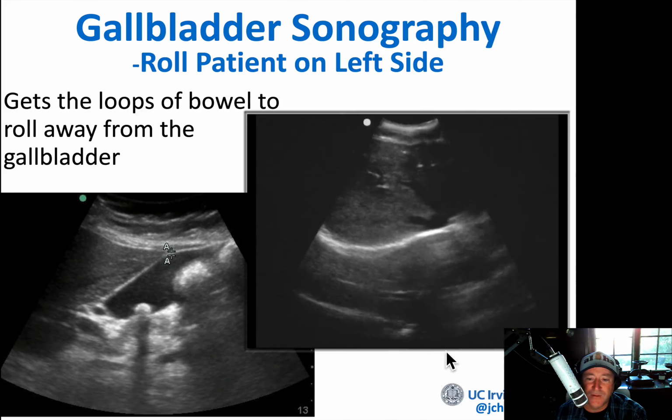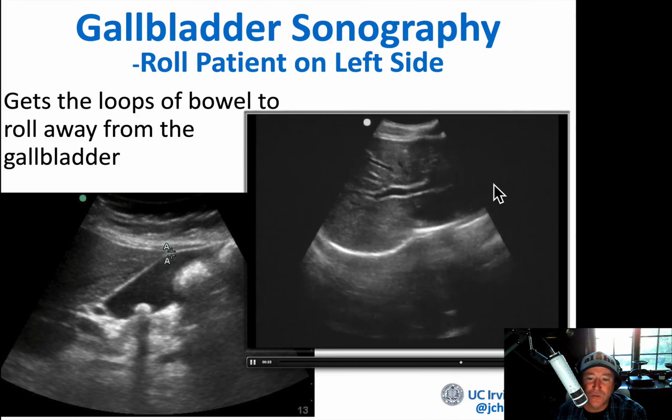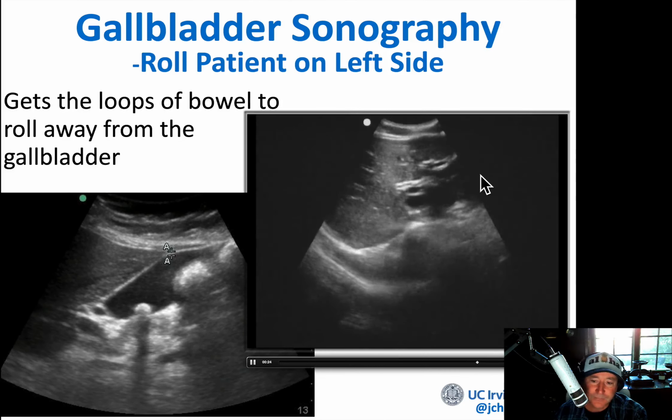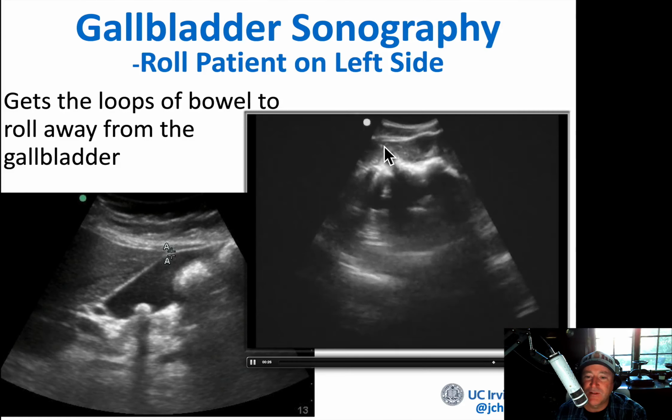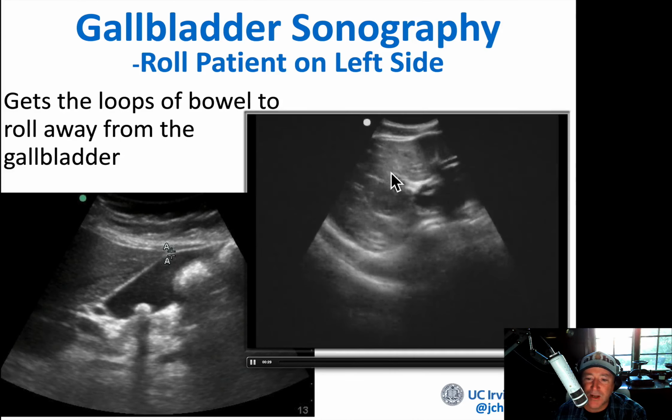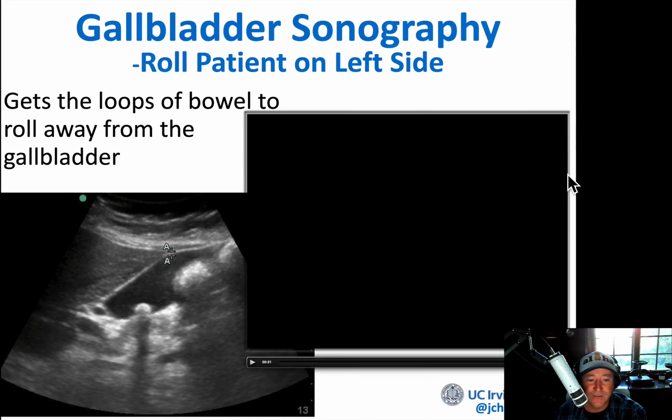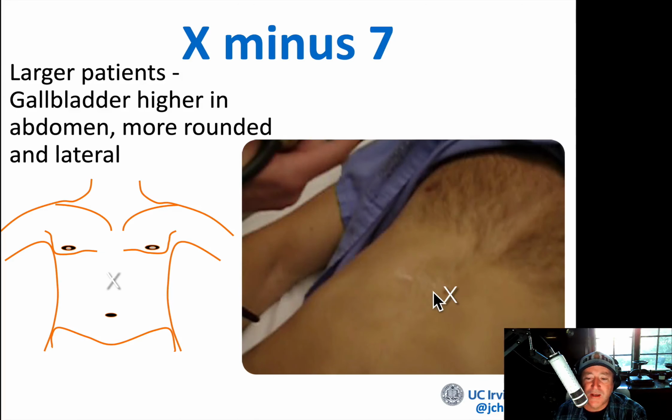And so more often than not, you'll get lucky here. As those loops of bowel fall out of the way while you're fanning through, suddenly you should start to see the gallbladder. And when they're contracted down, they're tiny little cute things. So another technique: we've got the subcostal sweep, and then we've got rolling them on their side.